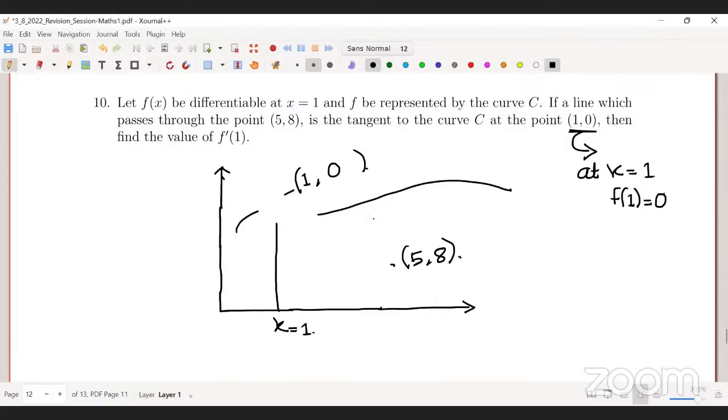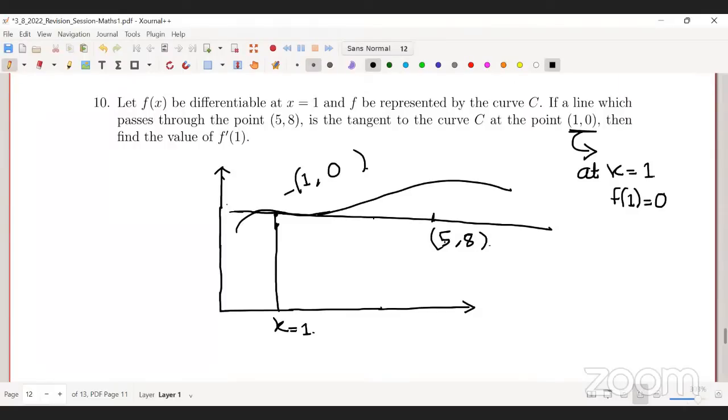I slightly made a mistake. It should be tangent, so it should not cut the curve at that point. It can cut elsewhere, but not at that point. So there is a tangent line at this point, and this tangent line passes through 1,0 and 5,8. Using the two-point form, we can find the slope of the line.